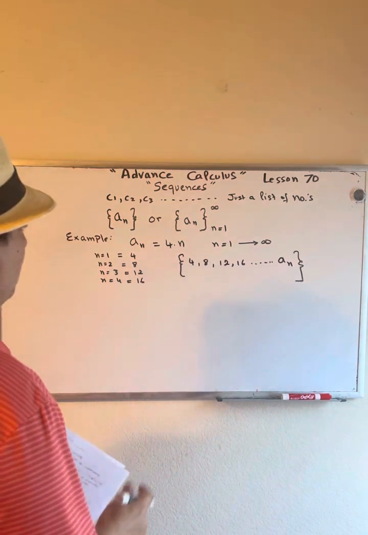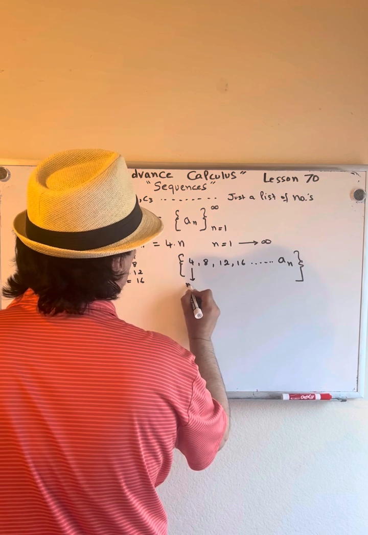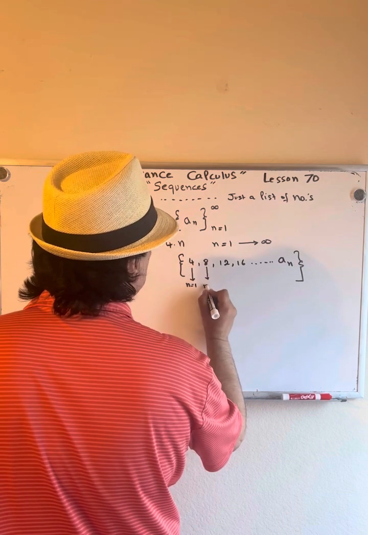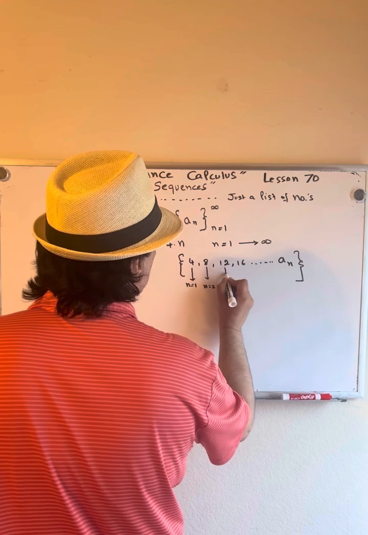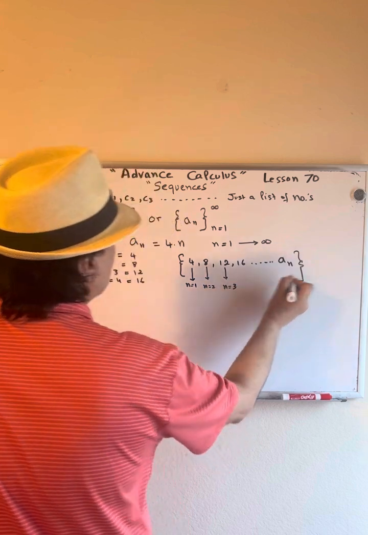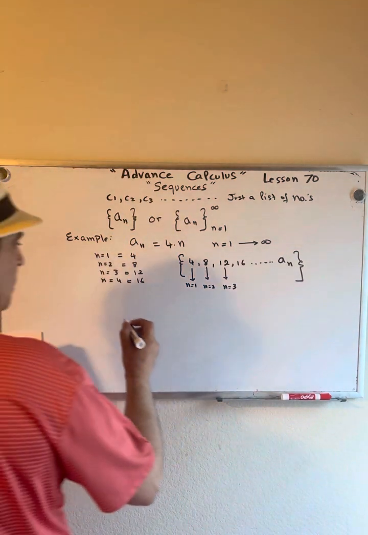This 4 is when n was equal to 1. This 8 is when n is equal to 2. This 12 is when n is equal to 3, and so forth. So let's draw a graph for that.